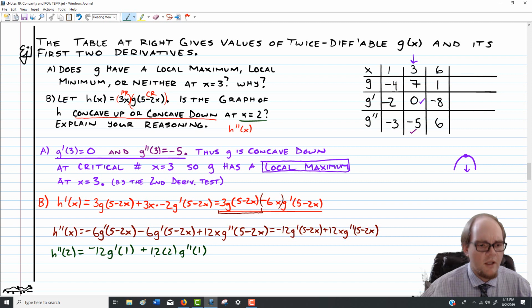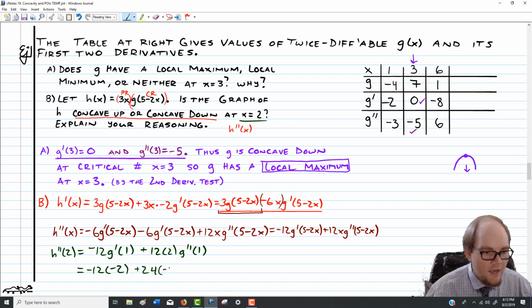At this point, we just need to plug in the right values. Evaluating it with what we're given, g prime of 1 is negative 2. So that's going to be negative 12 times negative 2. This will be plus 24 g double prime of 1, which is negative 3. Simplifying this, we get 24 minus 72. And you know what? Although I know that's negative 48, I'm not even going to write it out. What I can clearly see is that h double prime of 2 is negative.